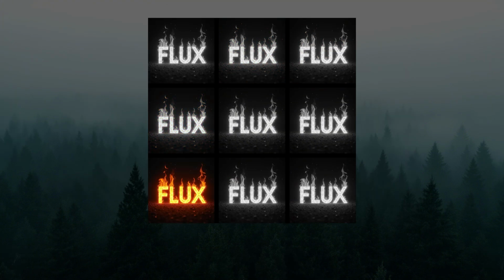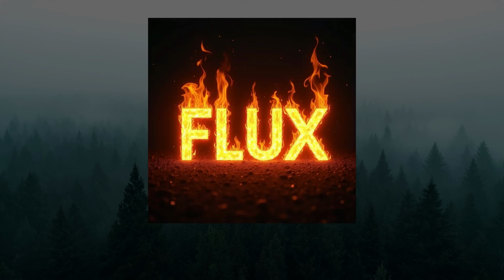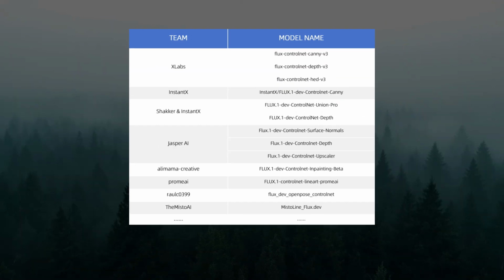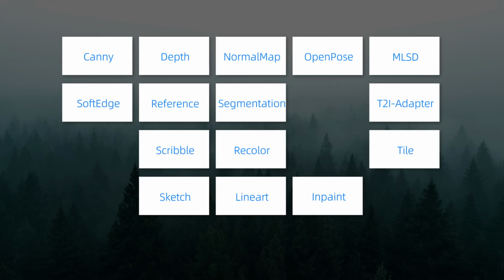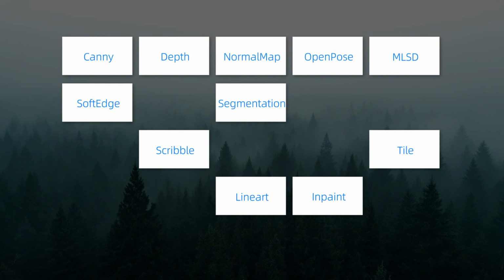Flux is currently the most popular diffusion model for generating images, and it has gained strong support from the open-source community. In just over 2 months, multiple organizations have released dozens of different ControlNet models. Although the variety of models is not yet as extensive as those for SD1.5 and SDXL, some of these models work quite well and can be useful in many scenarios.